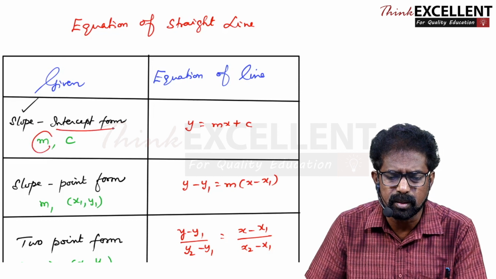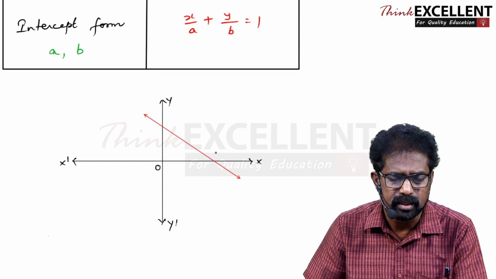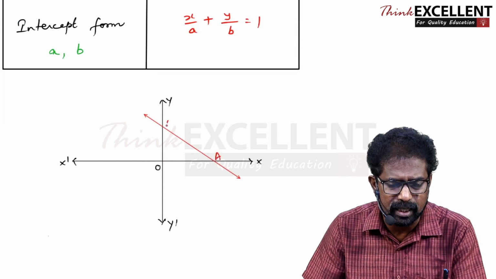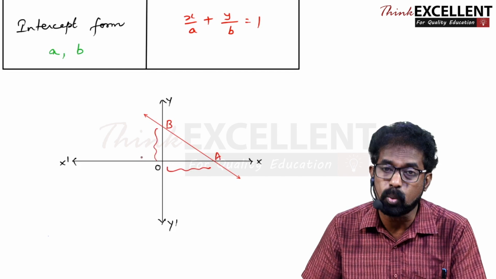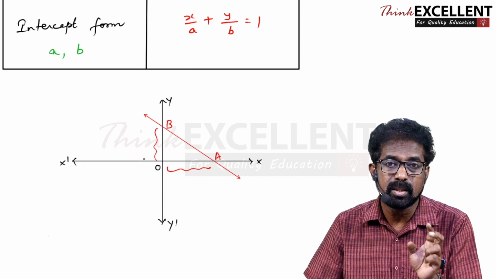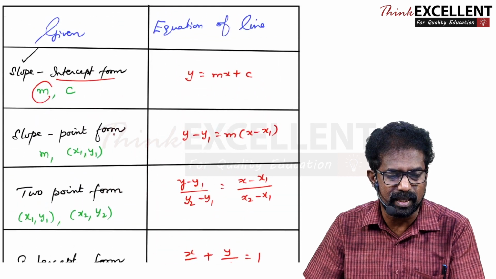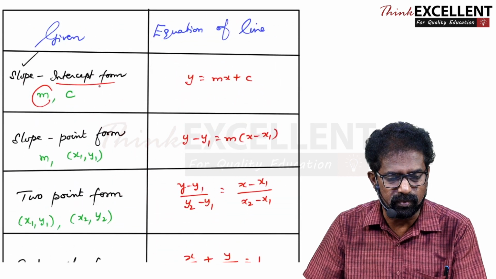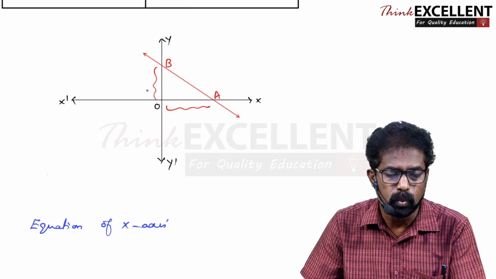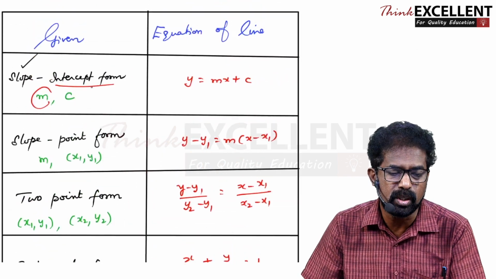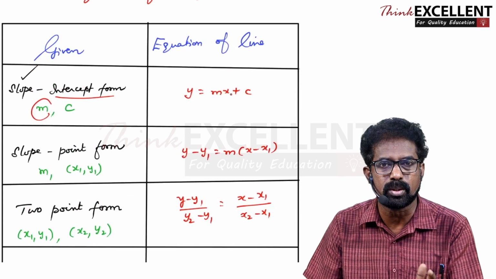And intercept, what is the meaning of intercept? Please listen. X-axis, y-axis. So one line I have taken. The line cuts the x-axis at A and the y-axis at B. This OA is called the x-intercept. This OB is called the y-intercept. In this case, intercept means we take the y-intercept. Here the y-intercept is given as c. Slope intercept form. Here m is the slope and intercept means the y-intercept, which we take as c. If you know m and c, the equation of the line, very simple and familiar, is y equals mx plus c.